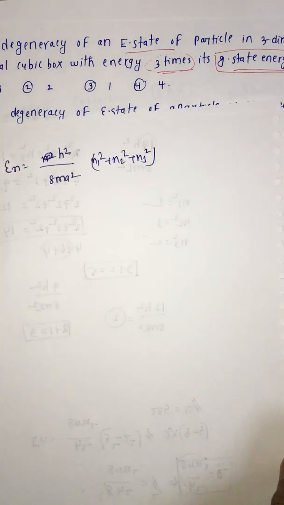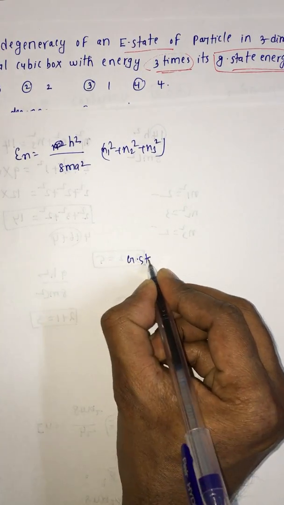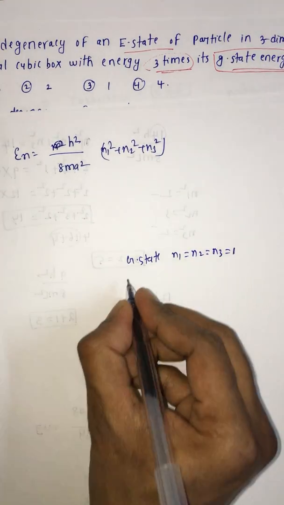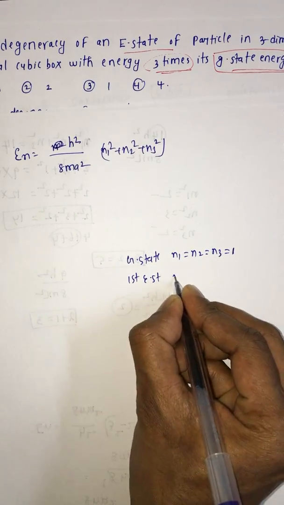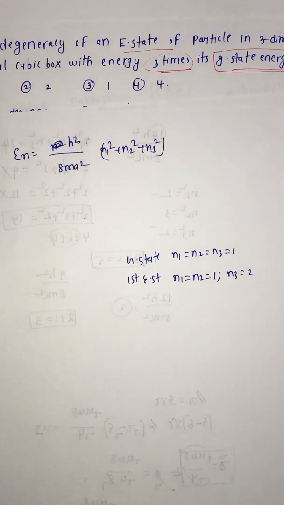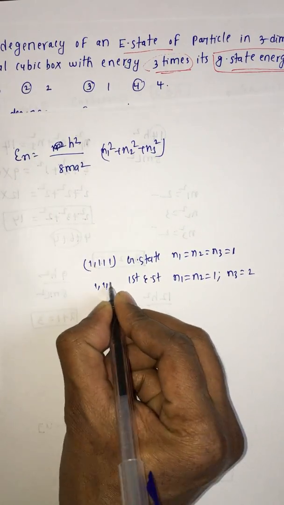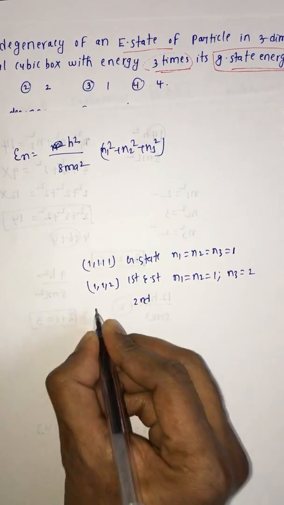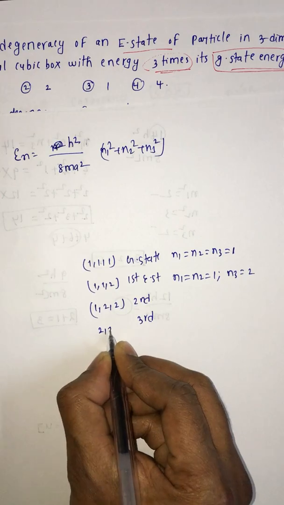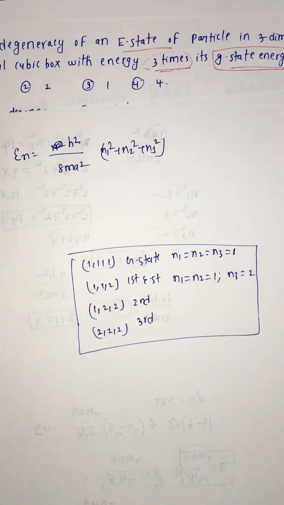So just remember, in a three-dimensional box, the ground state means n1 equals n2 equals n3 equals 1, and the first excited state means two terms are 1 and one term is 2. We can also write it like this: 1 1 1 is the ground state, 1 1 2 is the first excited state, 1 2 2 is the second excited state, and 2 2 2 is the third excited state. So these energy states you have to remember if you want to solve this kind of problem.